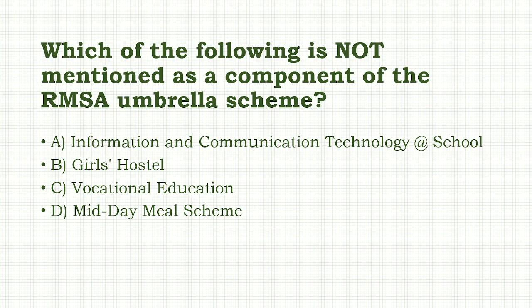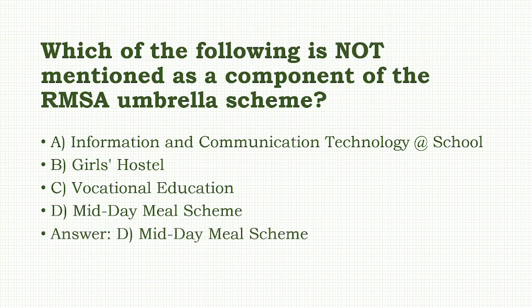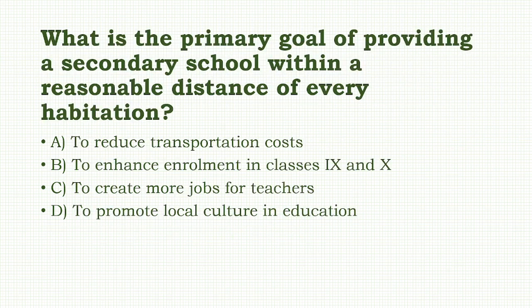Which of the following is not mentioned as a component of the RMSA umbrella scheme? Option: Information and Communication Technology at School, Girls Hostel, Vocational Education, Midday Meal Scheme. Answer of this question is option D, that is Midday Meal Scheme.